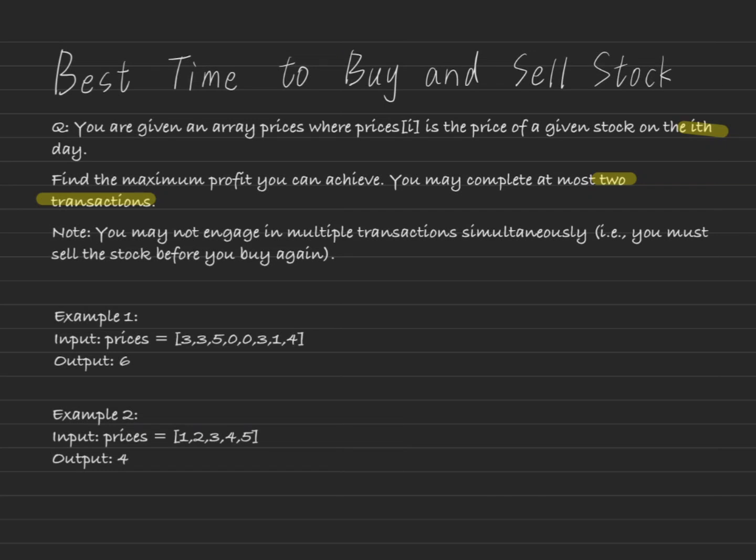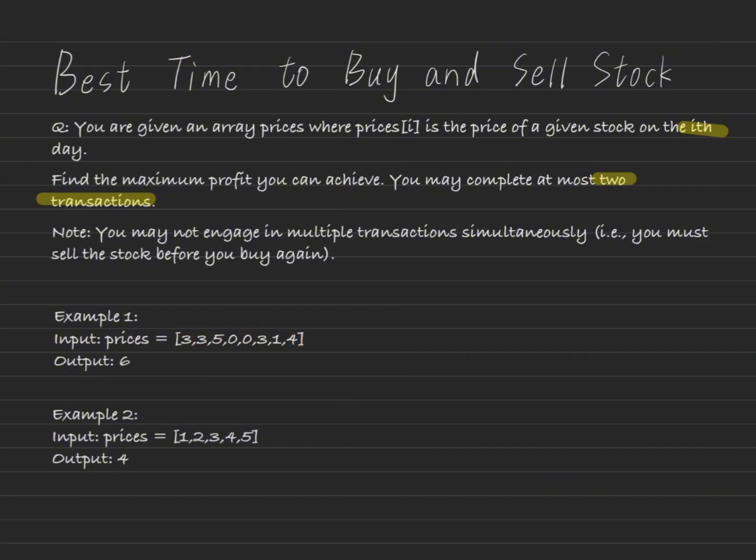Let's look at some examples. In the first example, the input prices are 3, 3, 5, 0, 0, 3, 1, 4, and the output is 6. There are actually multiple ways to reach this profit. We could buy at price 3 and sell at price 5, then buy at price 0 and sell at price 4. So the profit of the first transaction is 2, and the profit of the second transaction is 4.